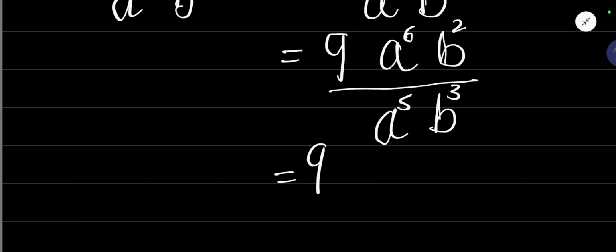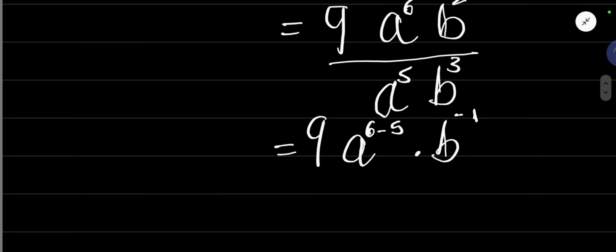You are dividing the powers of the same base. Then what do you do? You subtract the exponents. 6 minus 5, times b exponent 2 divided by b exponent 3, it is b exponent 2 subtract 3, which is minus 1. Remember that we say the exponent of the numerator subtract the exponent of the denominator.